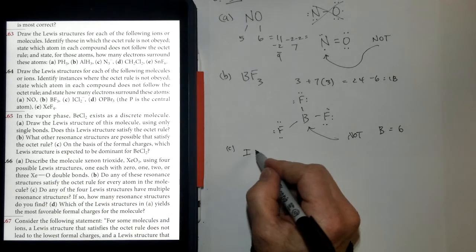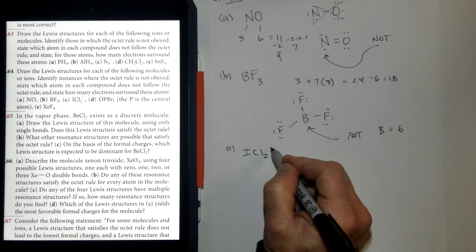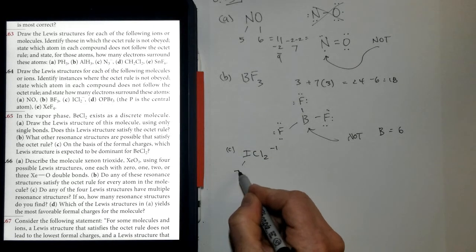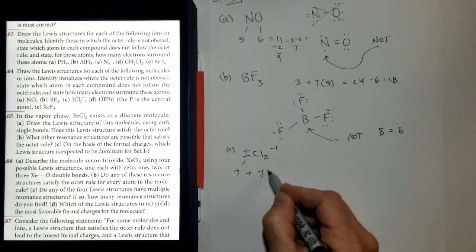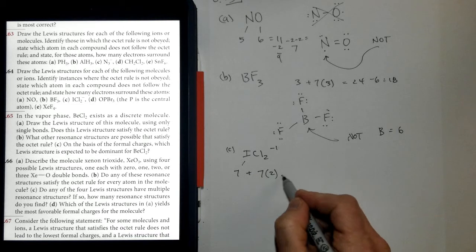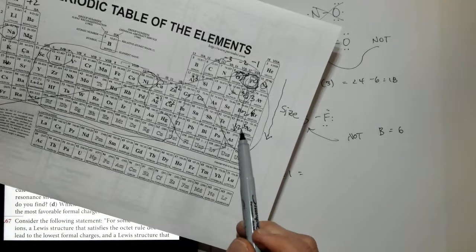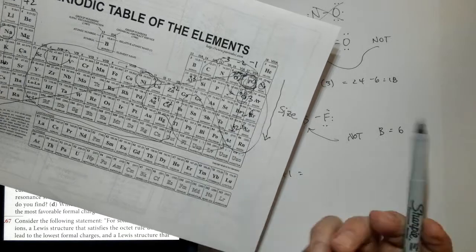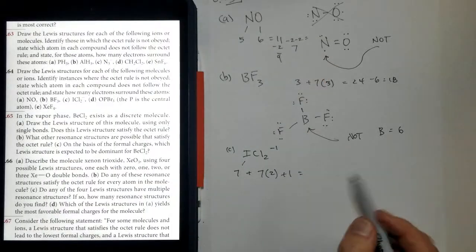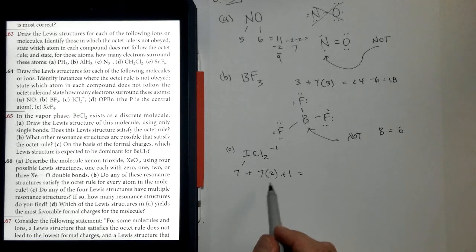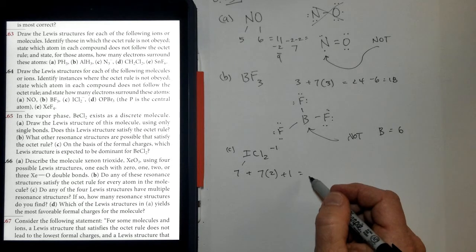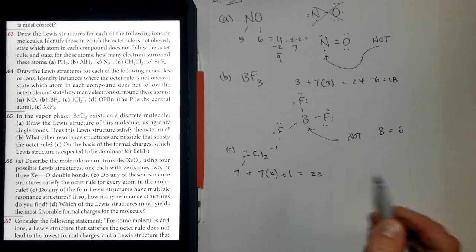ICl2 minus 1. Iodine has 7 valence electrons on the periodic table. Chlorine, 7 valence electrons on the periodic table, times 2, plus 1 more. 7 for iodine, 7 for chlorine, multiply by 2, and then you get 1 more because it's got the minus sign right there. So 21 plus 1 is 22 valence electrons.